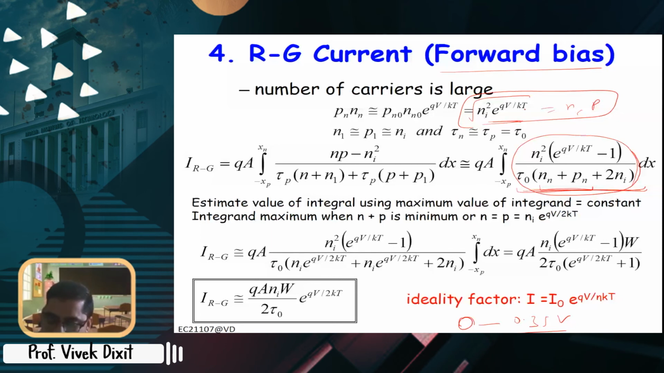So we substitute it. So of course in the numerator you have Ni square exponential QV by KT, and in the denominator you have exponential QV by 2 KT. Now this is much larger than Ni. So in the numerator you have a term with exponential QV by KT. In the denominator you have a term exponential QV by 2 KT. So overall the ratio will be exponential QV by 2 KT. So this is what you will get. So that's why at lower voltages in forward bias, your current increases with a slope of Q by 2 KT instead of Q by KT.